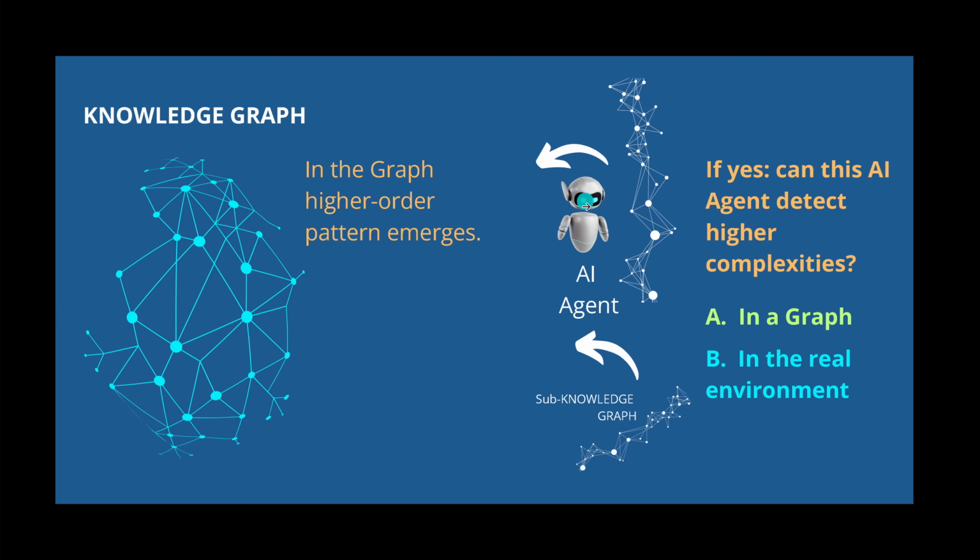Although it is not an inherent knowledge of the AI agent. So can this AI agent detect higher complexity in the graph? And if it can detect it in a graph, then it should theoretically be able to detect it in a real environment. Or are there mathematical limitations that we have to be careful of?